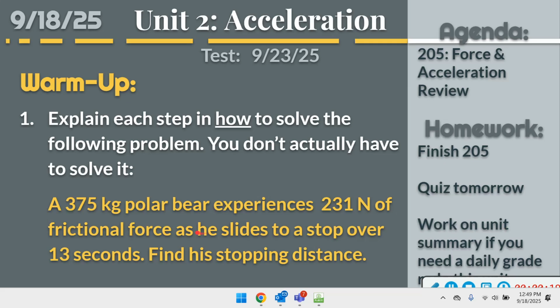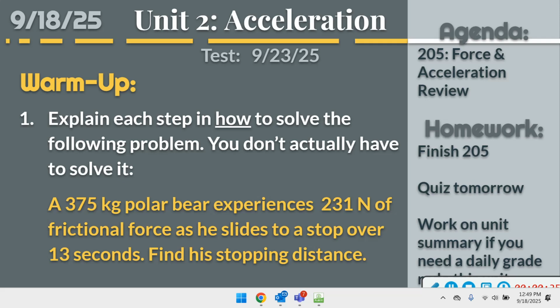It says a 375 kilogram polar bear experiences 231 newtons of frictional force as he slides to a stop over 13 seconds. Find his stopping distance. So hopefully you copied this down on your paper.